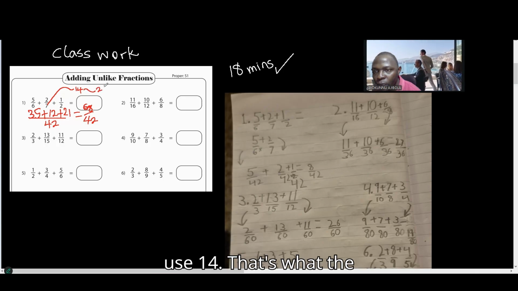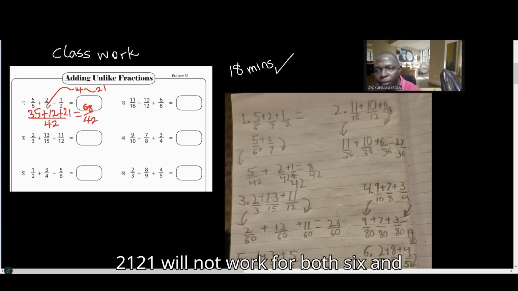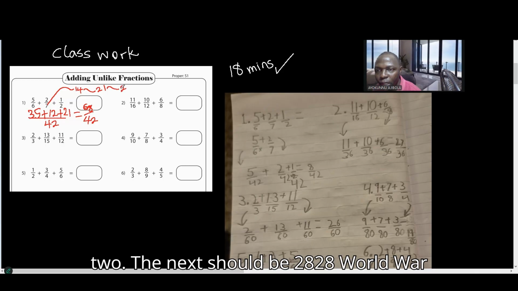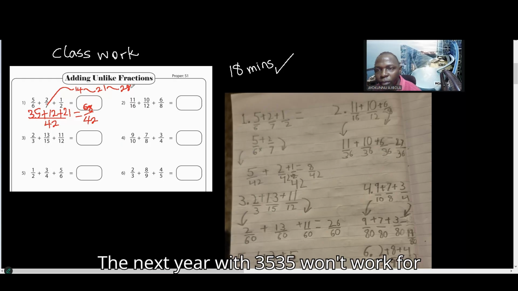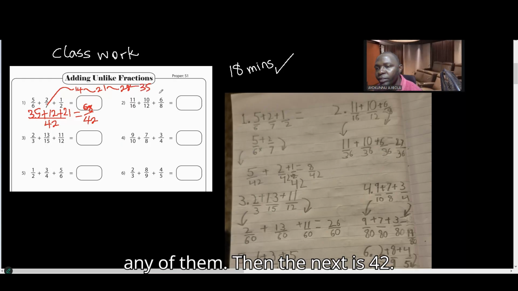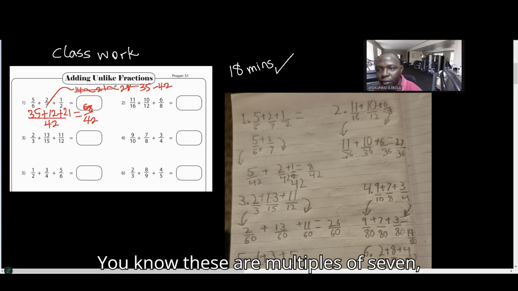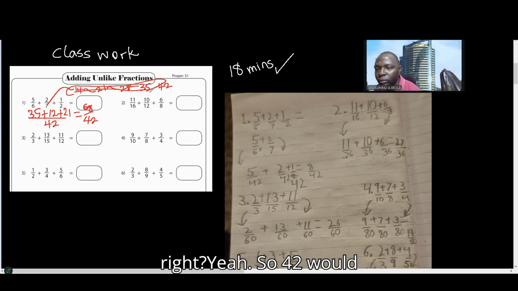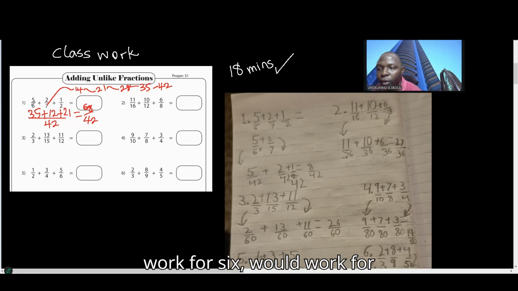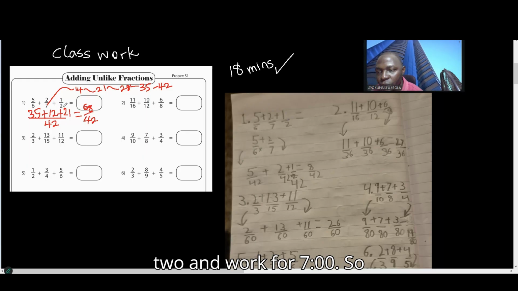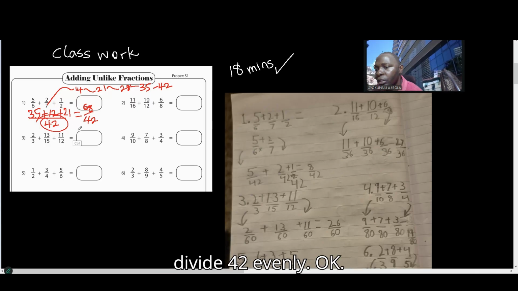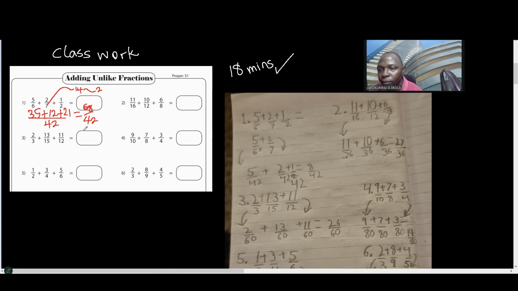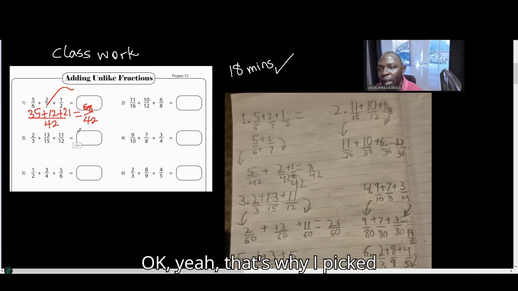The next would be 21. 21 would not work for both 6 and 2. The next should be 28. 28 would work for 2, but would not work for 6. The next should be 35. 35 won't work for any of them. Then the next is 42. You know, these are multiples of 7, right? Yeah. So 42 would work for 6, would work for 2, and work for 7. So that means 6, 7, and 2 can divide 42 evenly, okay? Okay. Yeah, that's why I picked 42.